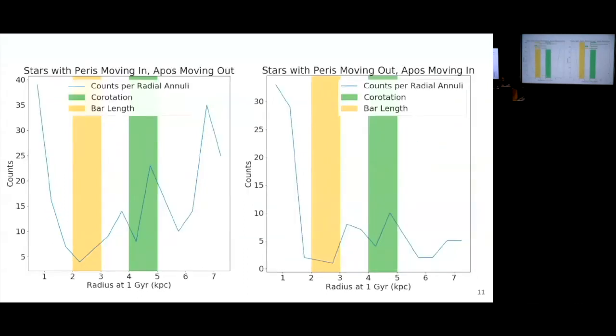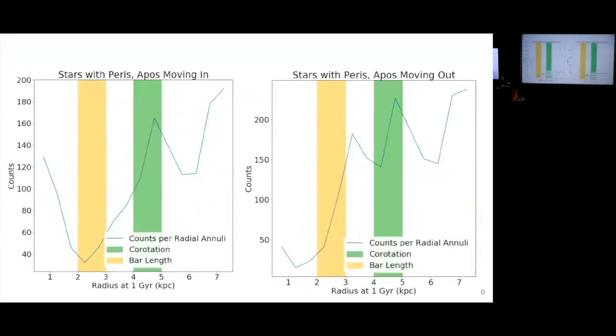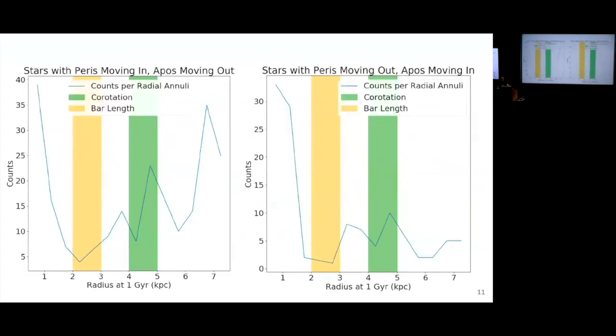I also want to point out that I did not scale the y-axes the same. So these are larger in magnitude. There are more stars doing this than moving in and moving out, or out and in. So these are less frequent, and different resonances as well.